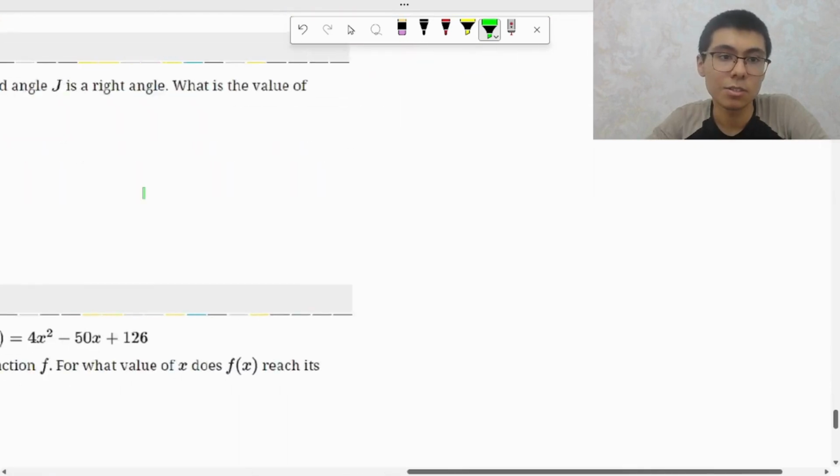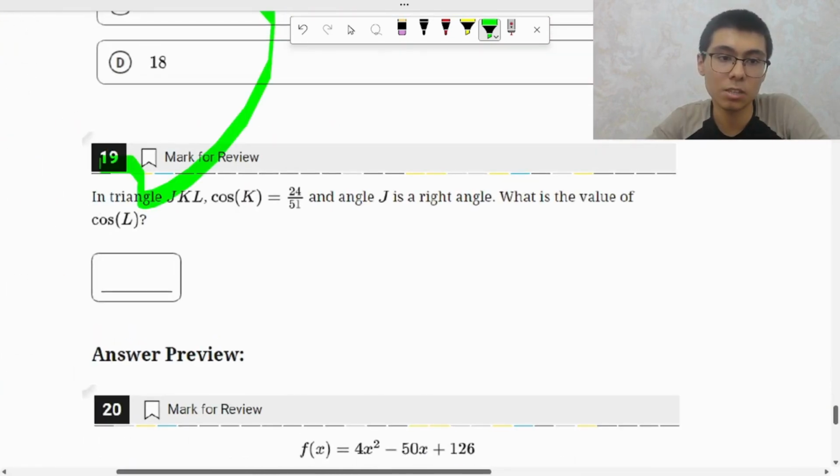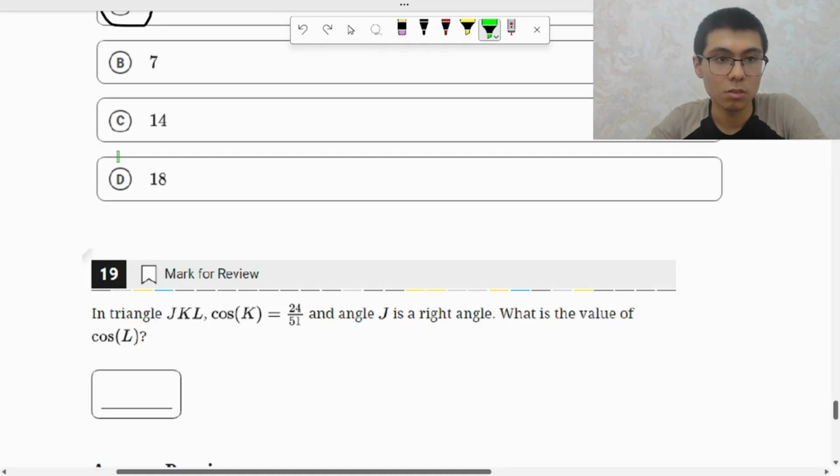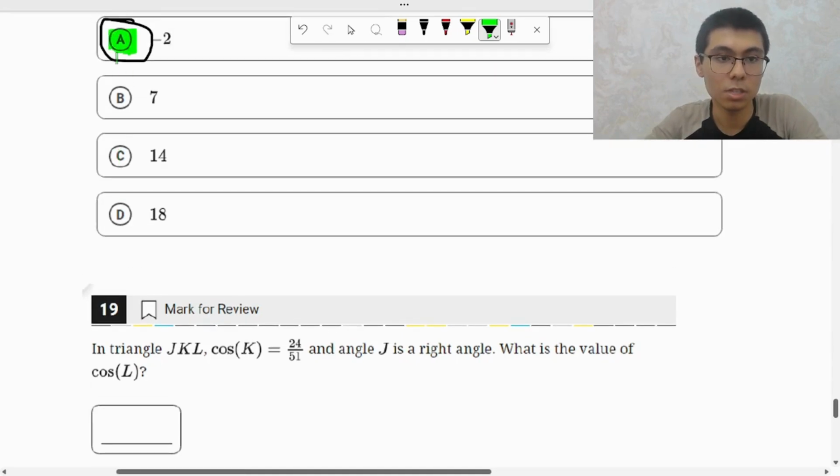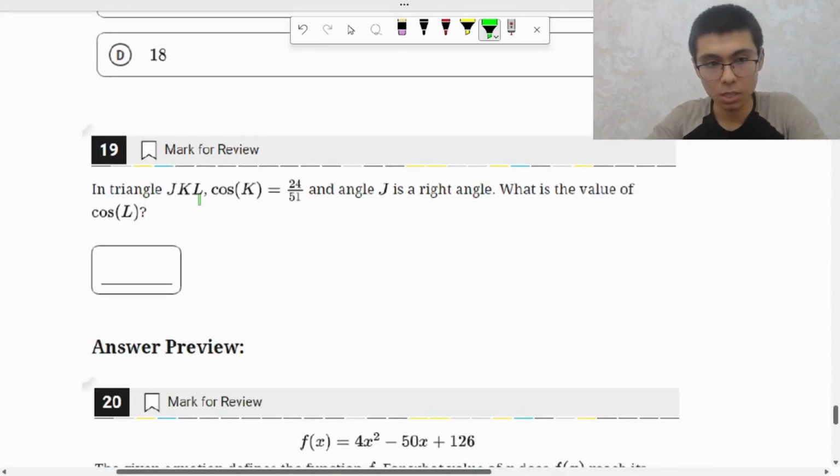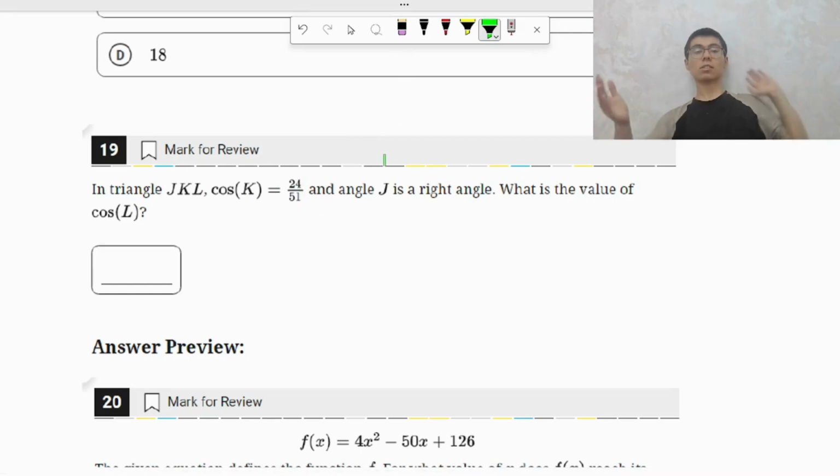Okay, so question number 19. In triangle JKL, cosine of K equals 24 divided by 51, and angle J is a right angle. What's the value of cosine L?